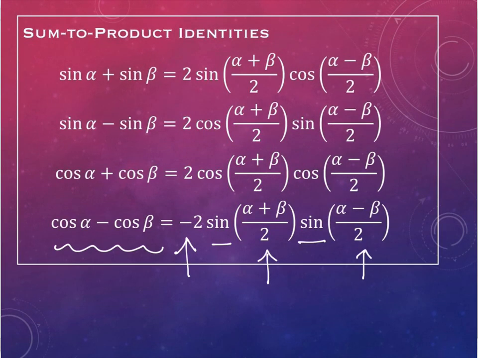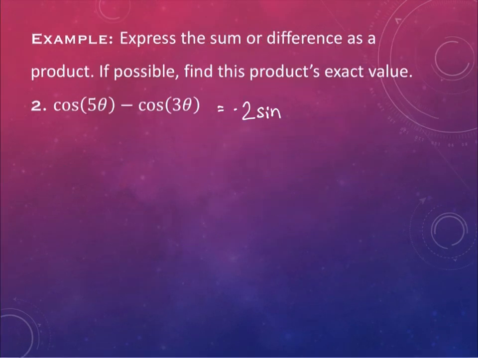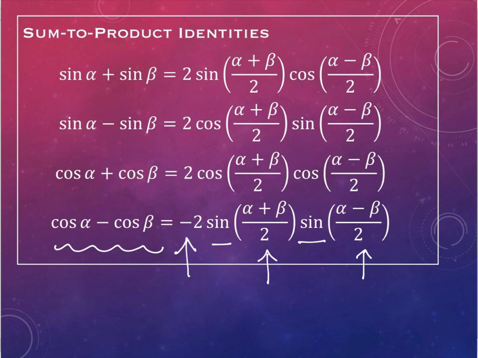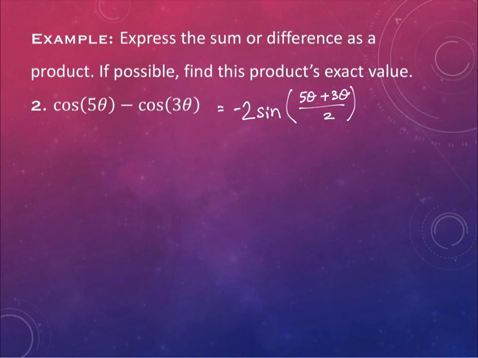Okay, that's what it has here so far. It says the angles are supposed to be added and divided by 2. So added, I've got 5 theta plus 3 theta divided by 2. I've got sine again, right? And then the angles are subtracted and divided by 2. Okay, this is sheer application, right? Just taking the pieces and plugging them in, plug and chug kind of thing so far. And then we're going to clean it up.